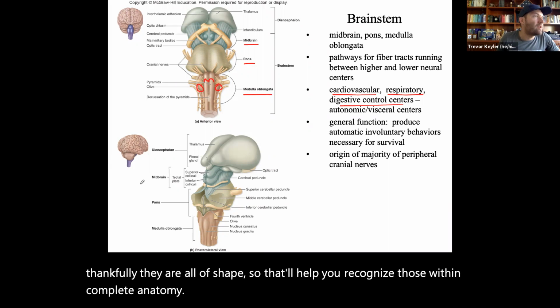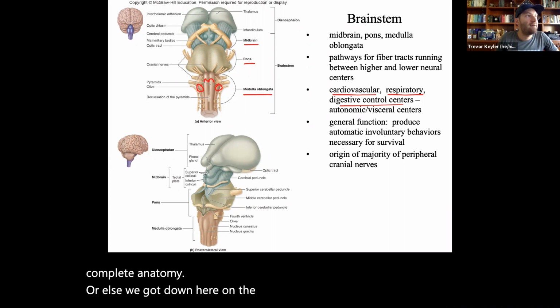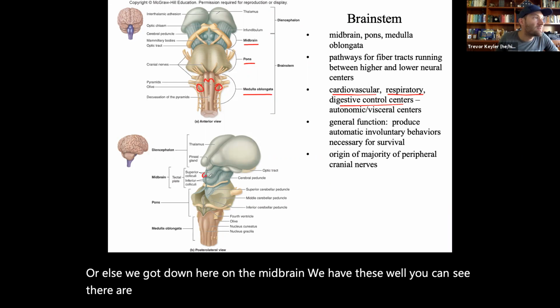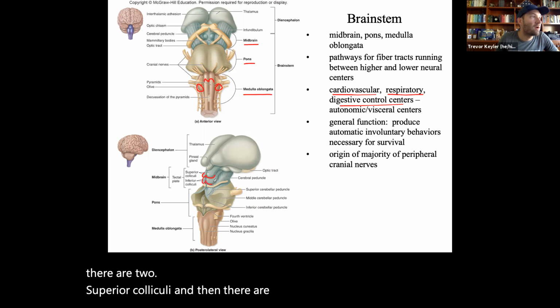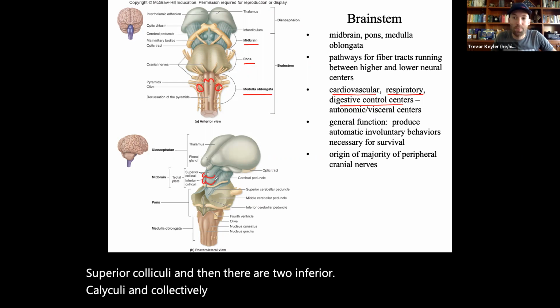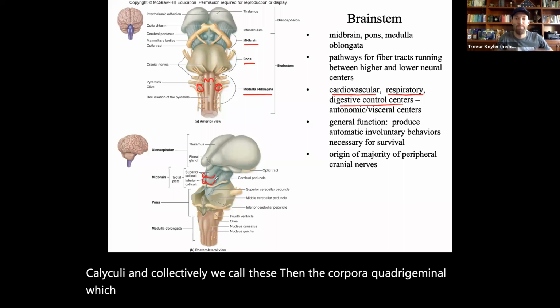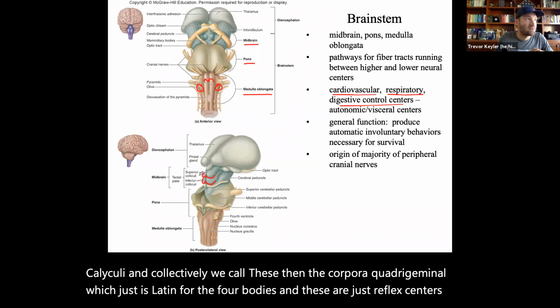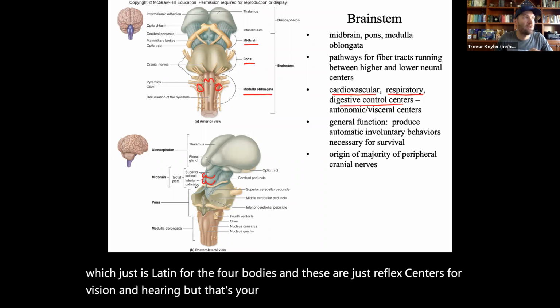What else do we got? Down here on the midbrain, you can see there are two superior colliculi, and then there are two inferior colliculi. Collectively, we call these the corpora quadrigemina, which is Latin for the four bodies. These are just reflex centers for vision and hearing, your superior colliculi and your inferior colliculi.